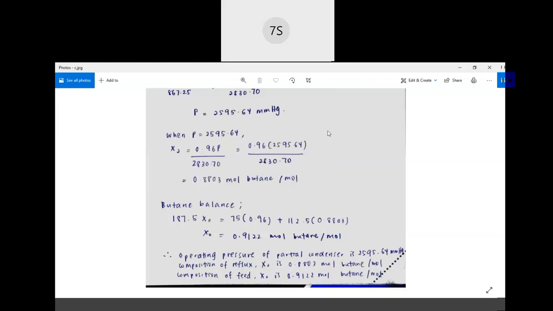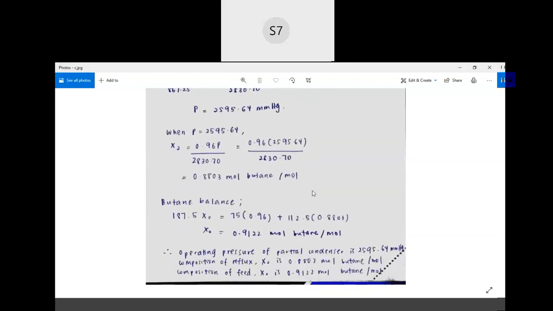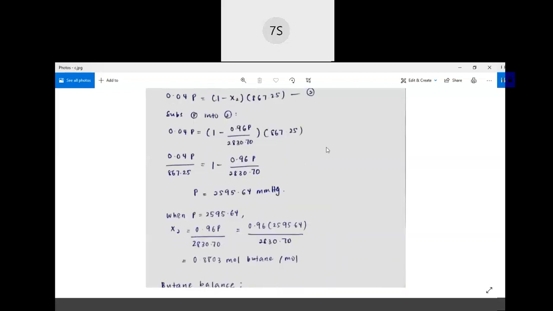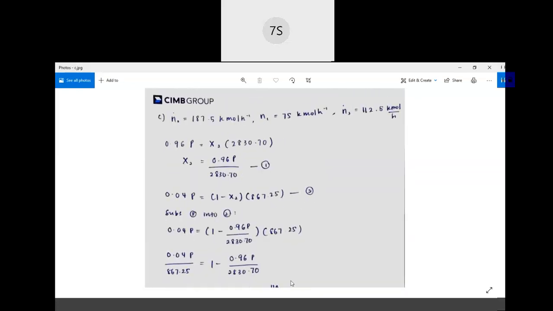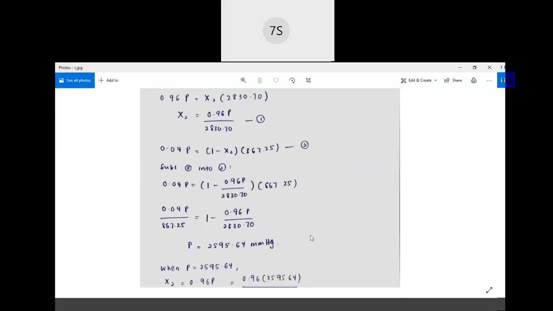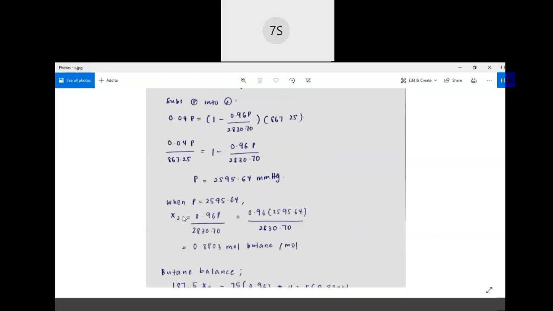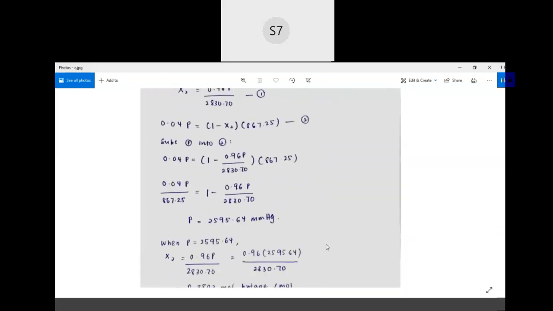Jadi yang first tu, cari X2 dulu lah. Lepas tu cari X0 dia. It's either one actually. You just need to choose one. You can choose either X0 or X2. Tapi sama jawapan kan? Ya, sama juga.